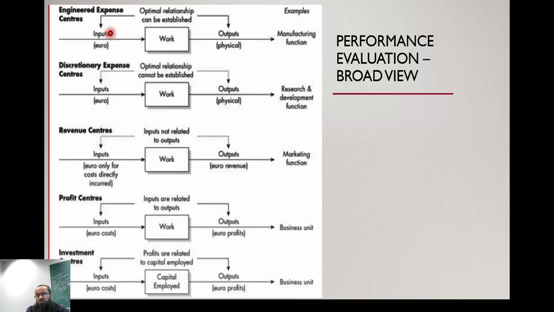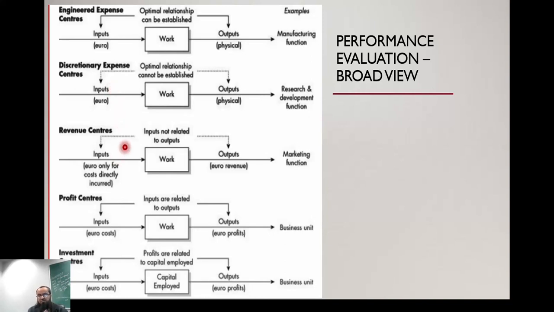For example, the production, the labor department, the production department, right? The discretionary expense centers, there are inputs which are measurable, but the optimal relationship with the output cannot actually be established, right? So we can know for the HR department, accounts department, how much budget, how much resources we are actually putting in, but how much resources are needed to achieve a certain level of sales or a certain level of production is very arbitrary. How much human resource you exactly need in the HR department, how many computers you exactly need in the accounts department to cater with the volume of the business, it's very difficult to establish.